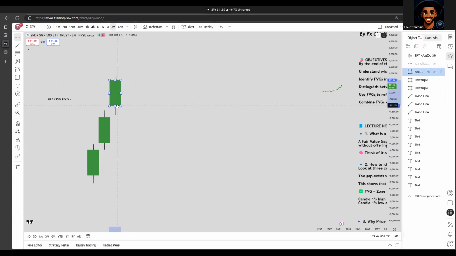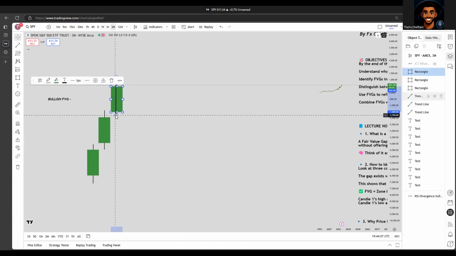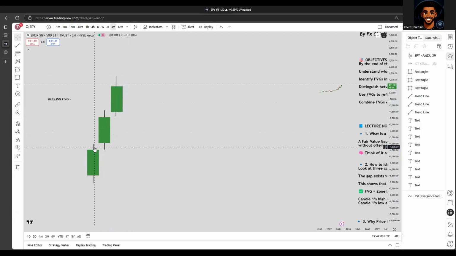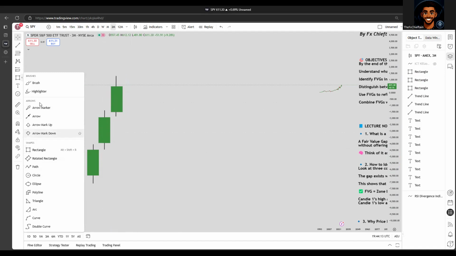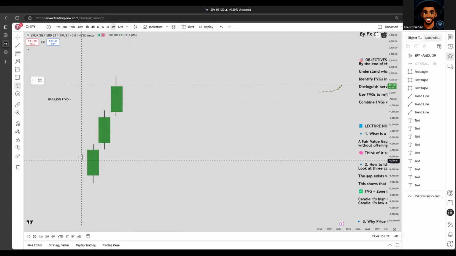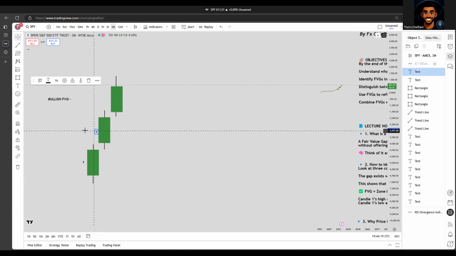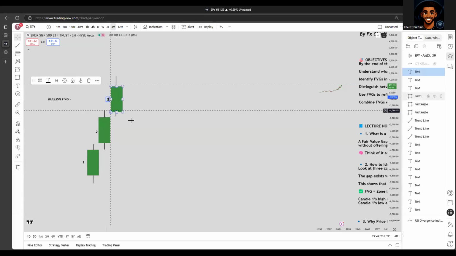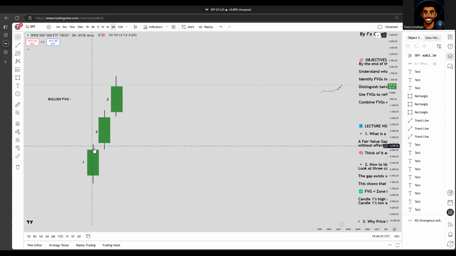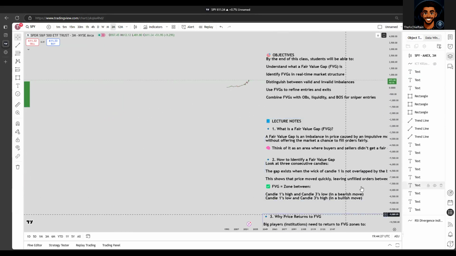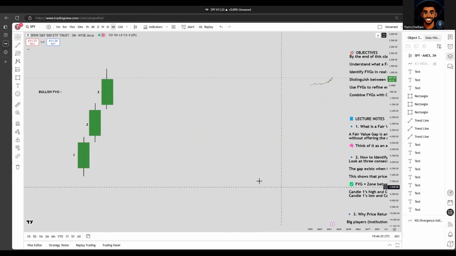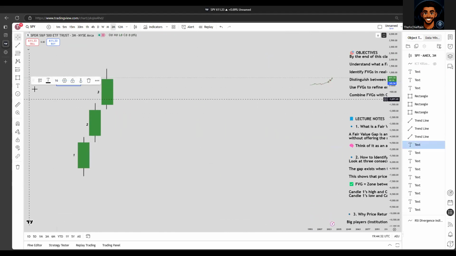Now you can see candle one and candle three do not touch. Right here, let's put 1, 2, 3. Vice versa, however you want to do it. 1, 2, 3. Right? Candle one and candle three should not touch, according to how you can spot it, right? Then let's go for the bearish fair value.